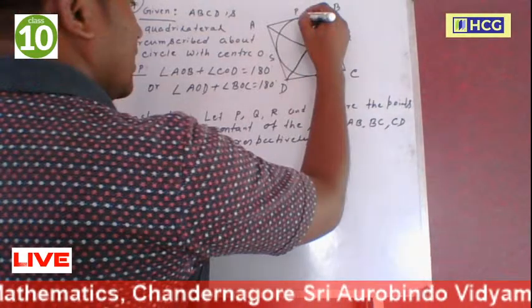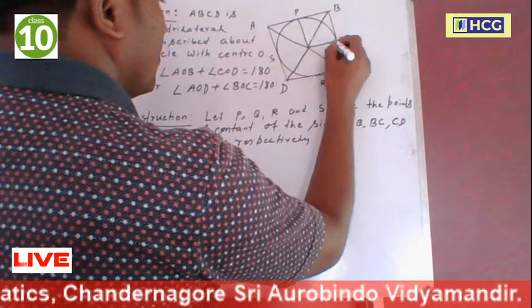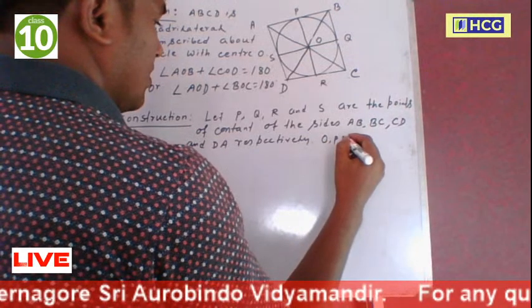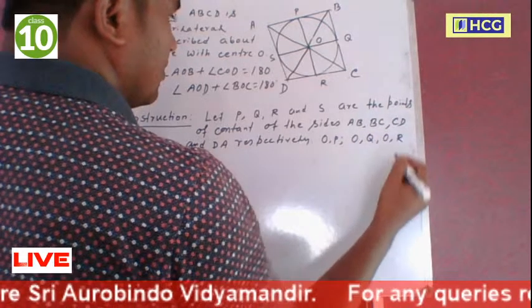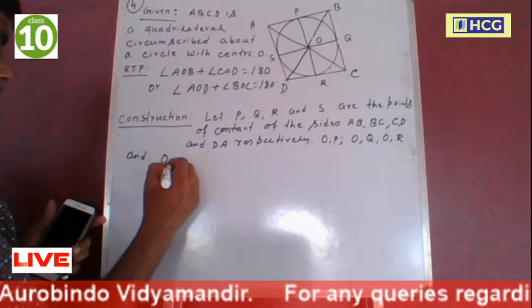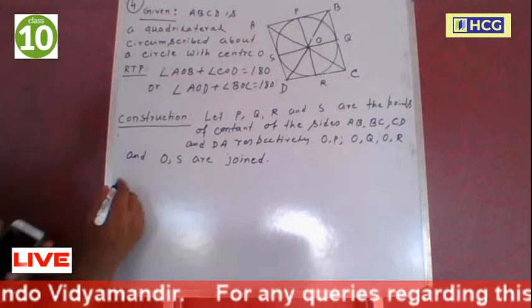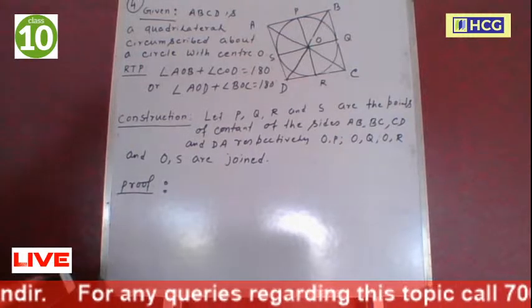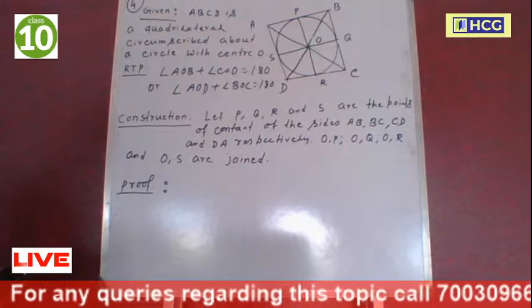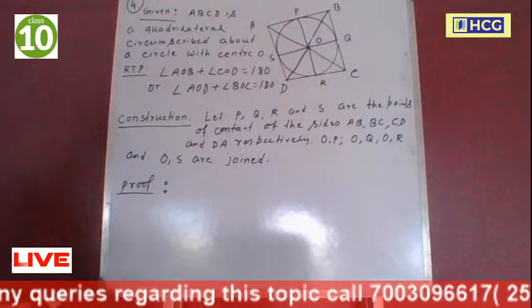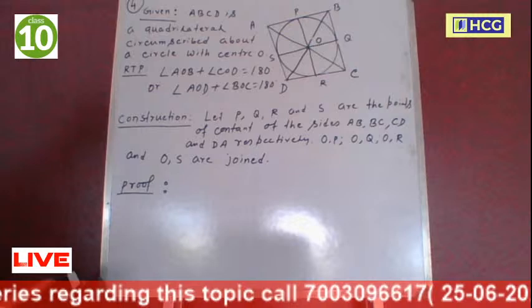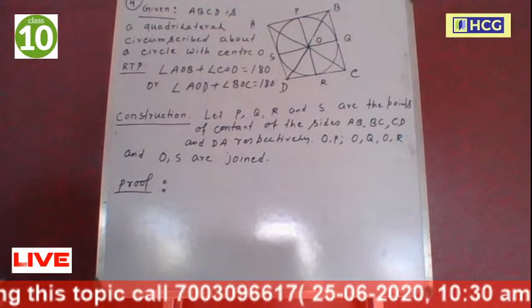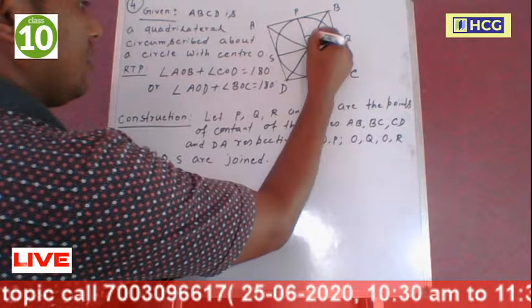Join OP, OQ, OR and OS. This is the point O. Now the proof. Angle BOP equals angle BOQ.